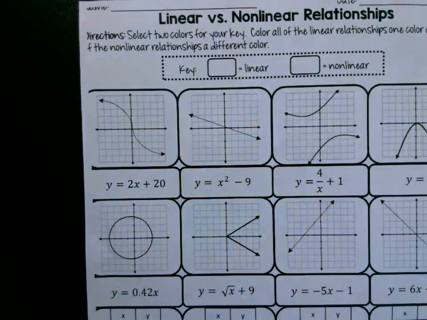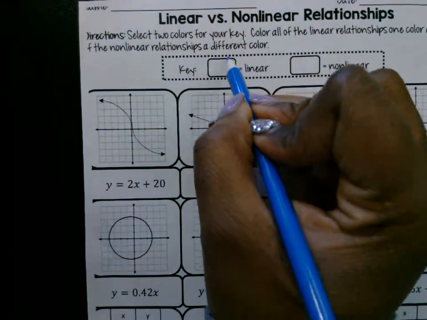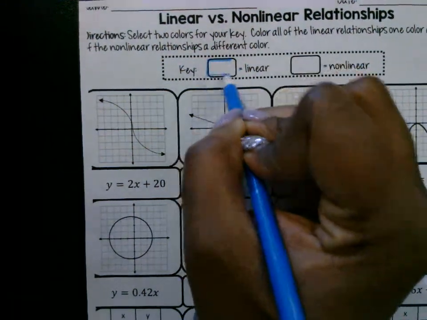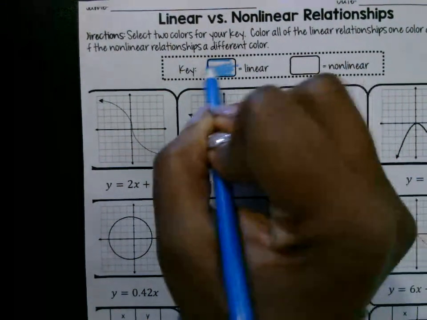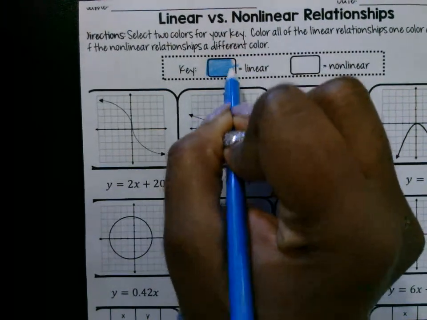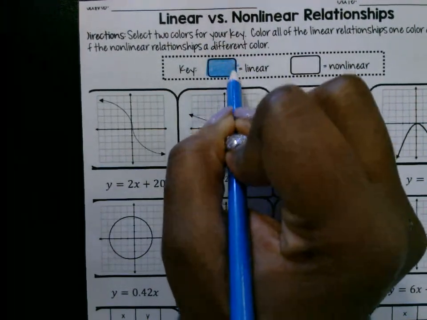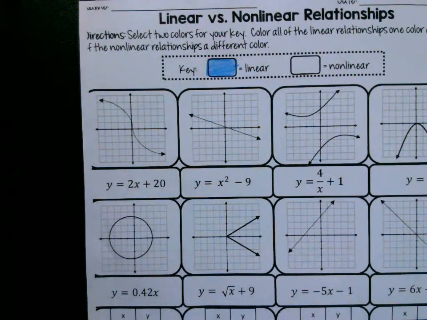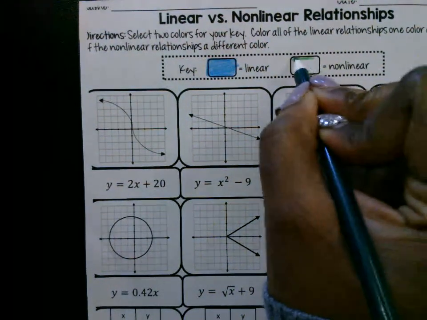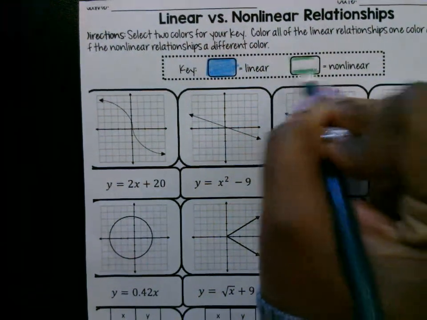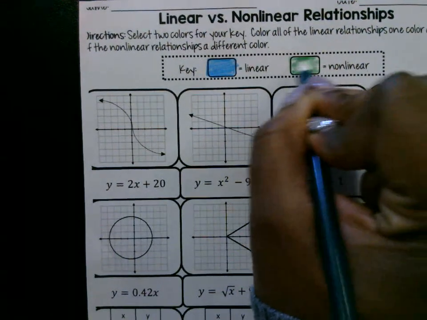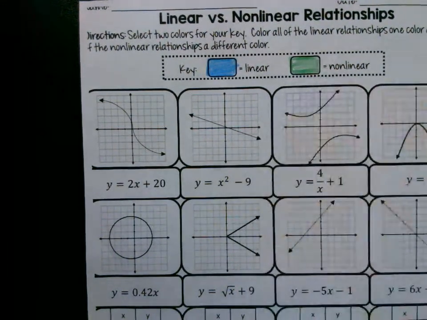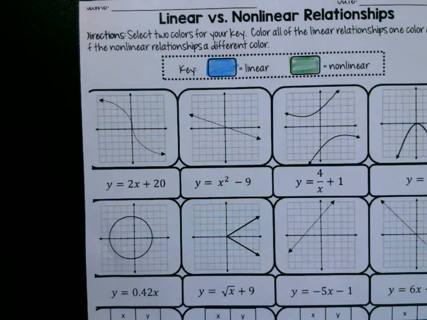All right. Choose 2 colors. I'm going to choose to use this blue for linear. I'm going to color all the boxes that have examples of linear equations or functions. And I'm going to use green for nonlinear. You can choose whatever color you want. All right, here we go.